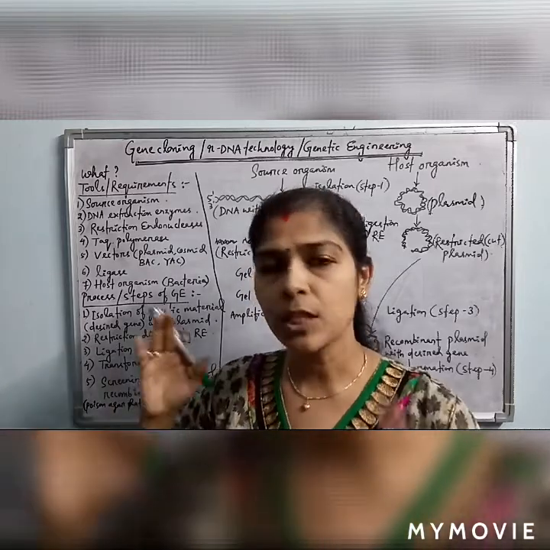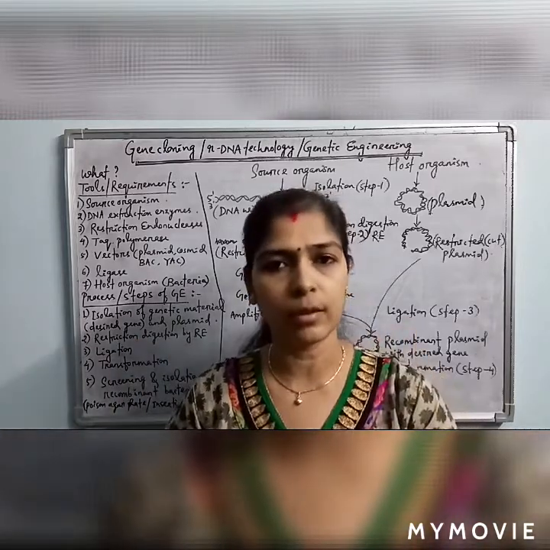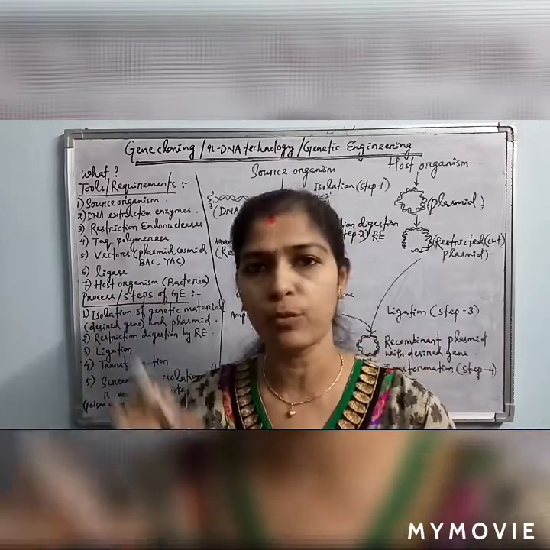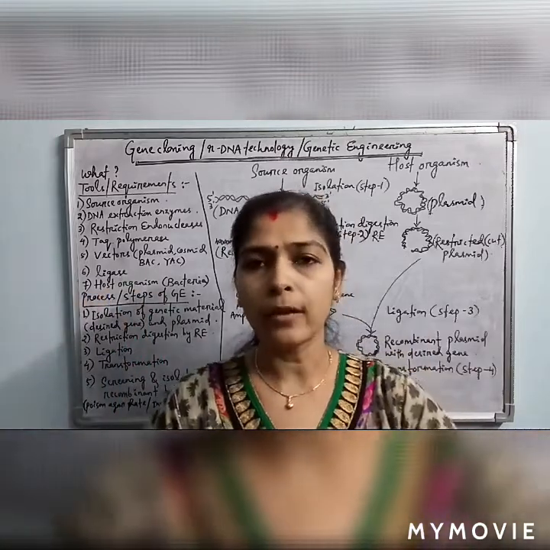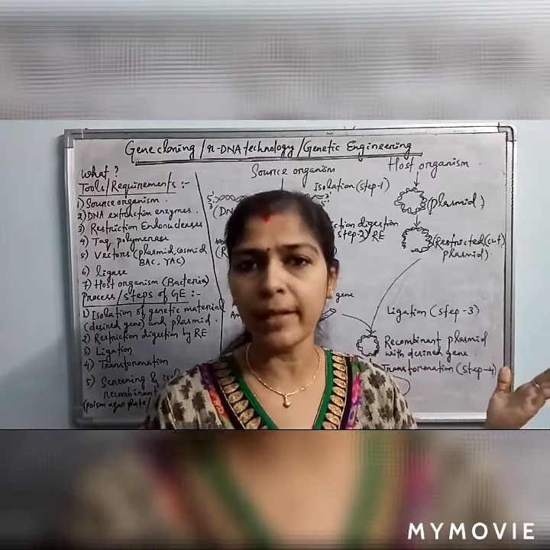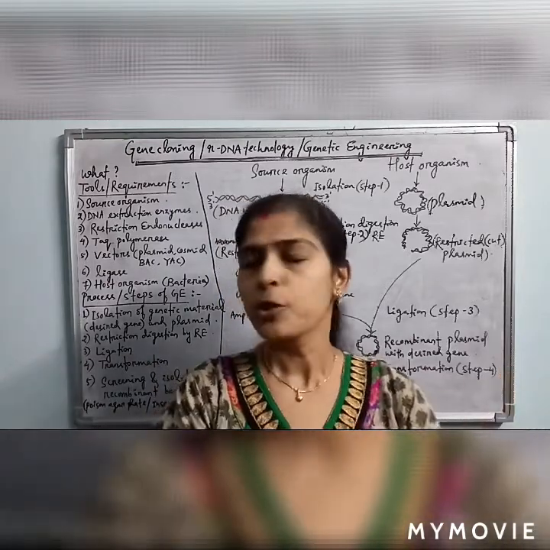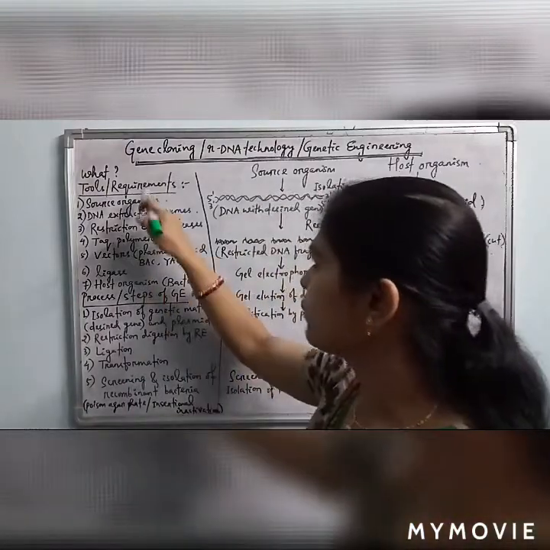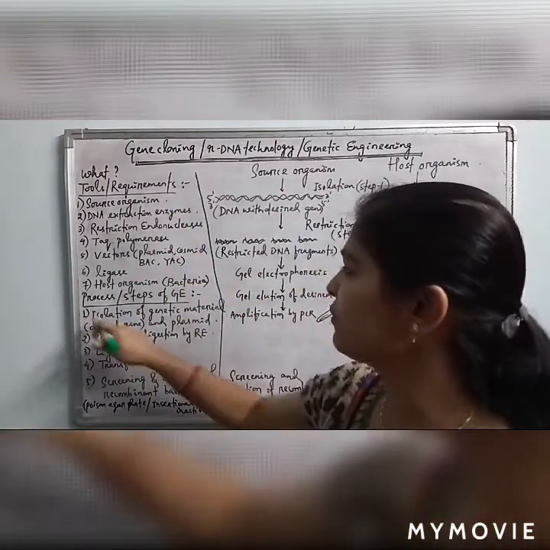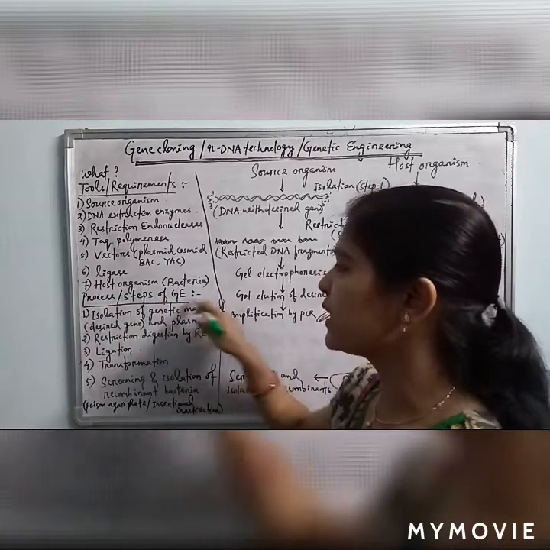So in this process two different organisms are there: first is the source organism from which the desired gene is extracted, and the host organism into which the recombinant DNA or recombinant plasmid is inserted, which is called transformation. So these are the tools and requirements. Now come to the different steps of the process of genetic engineering.